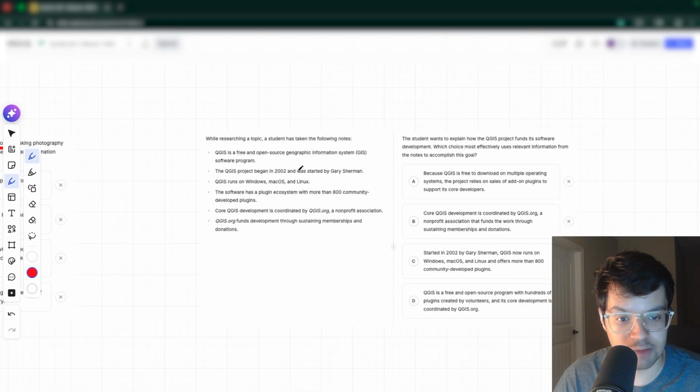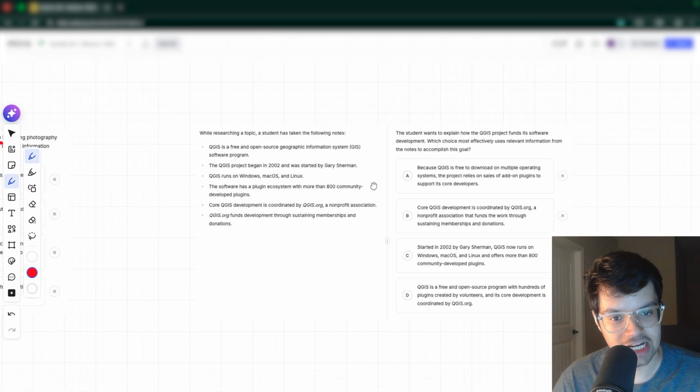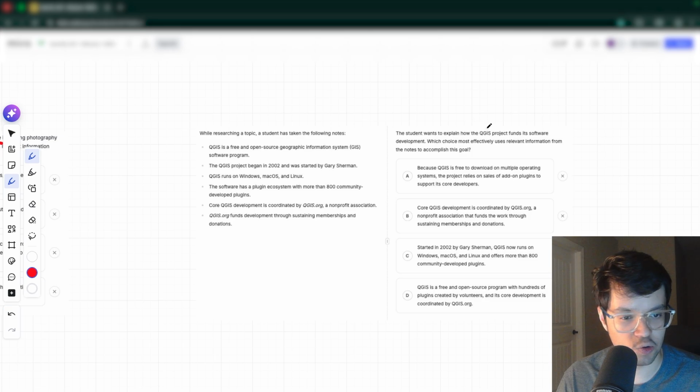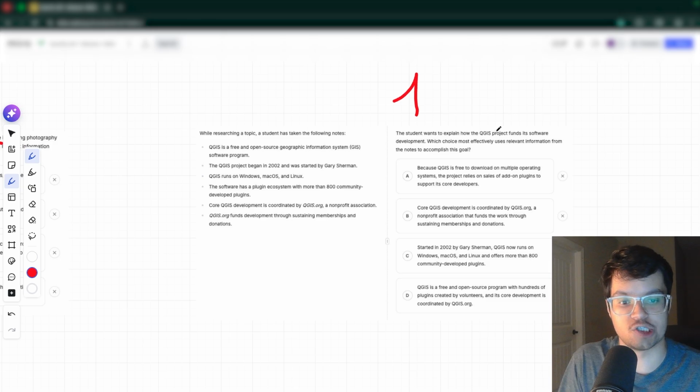Let's try this one. This one's going to be a little bit harder, so pause the video, see if you can solve it, and then we'll go through it. So the student wants to explain how the QGIS project funds its software development. So think about what this is really saying. You're probably a student who doesn't often think about funding, but basically it's asking, how does QGIS get money for its software development?